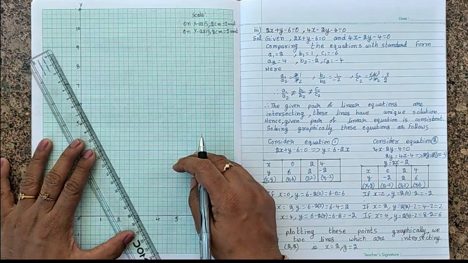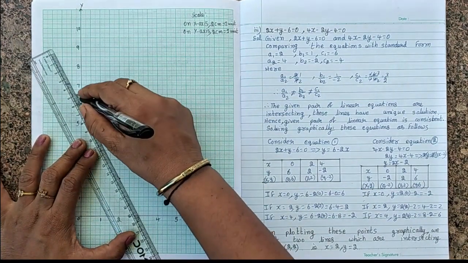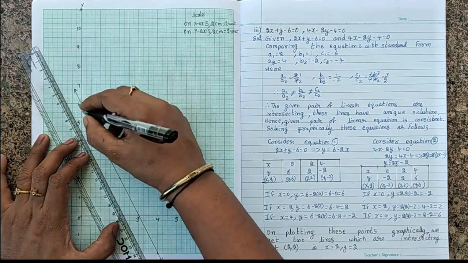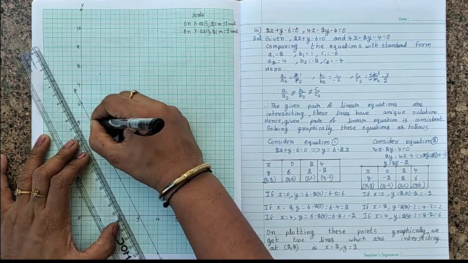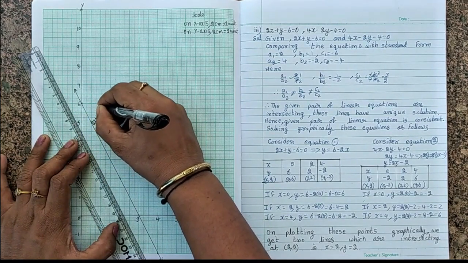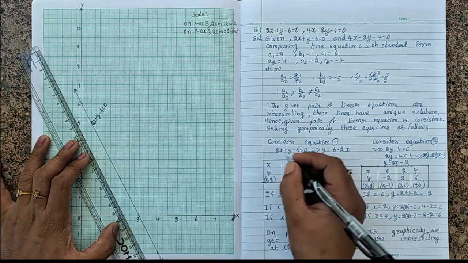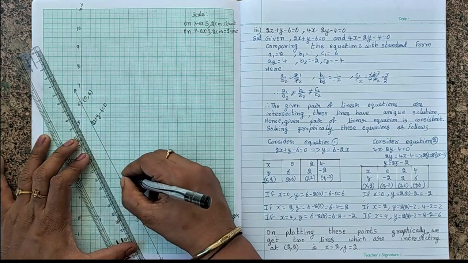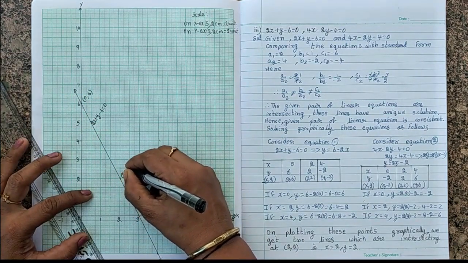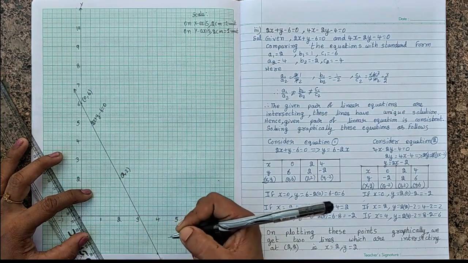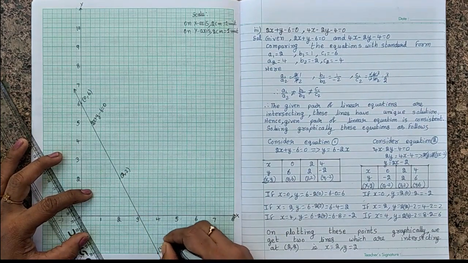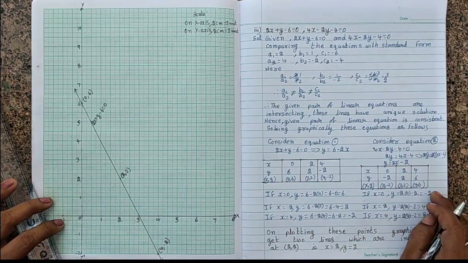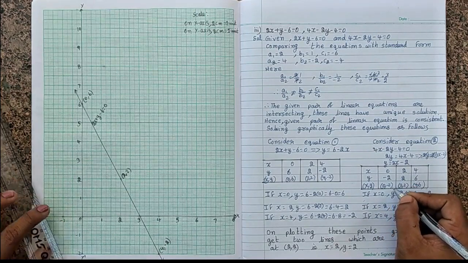Then with this, the coordinates are completed. So what do we need to do now? We need to join these 3 points. Okay, we got a straight line, and write the line equation: 2x plus y minus 6 is equal to 0. And we have to write the coordinates also: 0 comma 6, this is 2 comma 2, and this one will be 4 comma minus 2. Yes. Now let's shift to the next table.